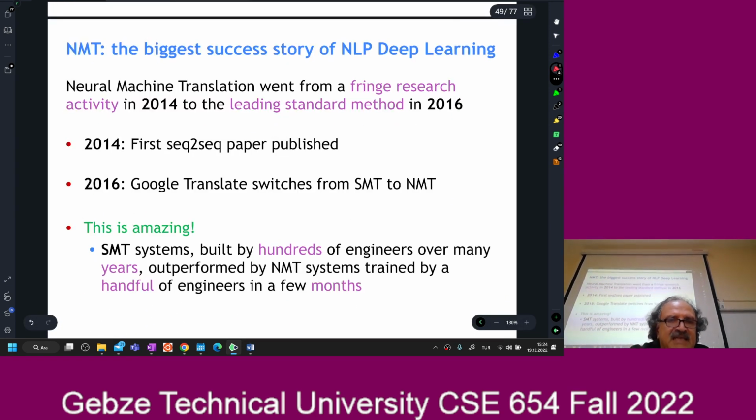Statistical machine translation systems built by hundreds of engineers over many years were outperformed by neural machine translation systems trained by a handful of engineers in a few months, and those engineers don't know the target language. They don't know French, they don't know Turkish, they don't know Arabic. Most of them don't speak English very well either.